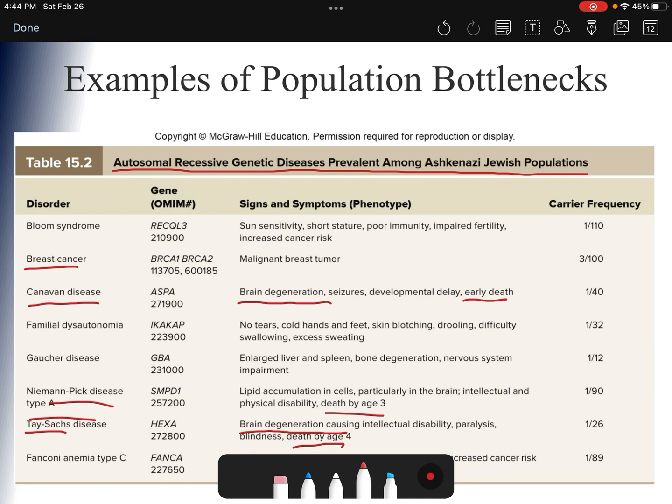Okay, so genetic drift, which includes bottlenecks, population bottlenecks, and the founder effect.